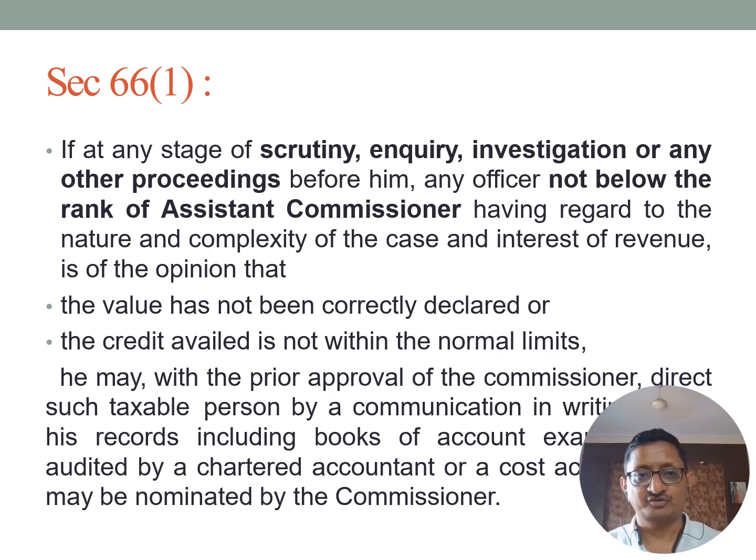So what does Section 66(1) talk about? In the course of scrutiny, inquiry, investigation or any other proceeding, an officer not below the rank of Assistant Commissioner, due to the nature and complexity of the case and in the interest of revenue, is of the opinion that the value has not been correctly declared or the credit availed is not within normal limits, then with the prior approval of the Commissioner, he directs such taxpayer by communication in writing to get his records, including books of account, examined and audited by a chartered accountant or cost accountant nominated by the Commissioner.